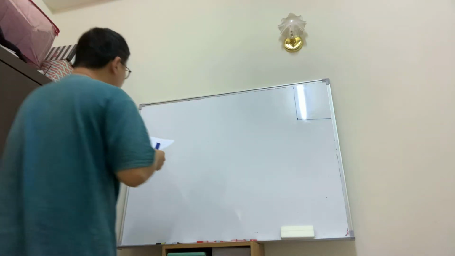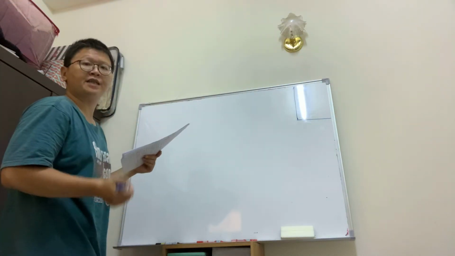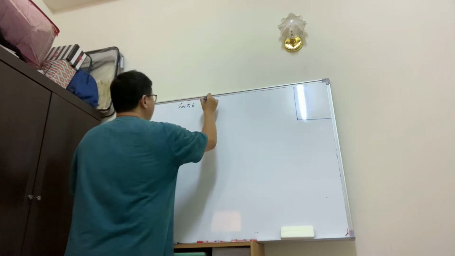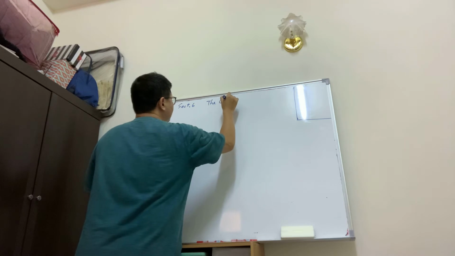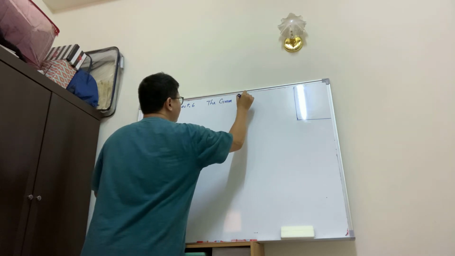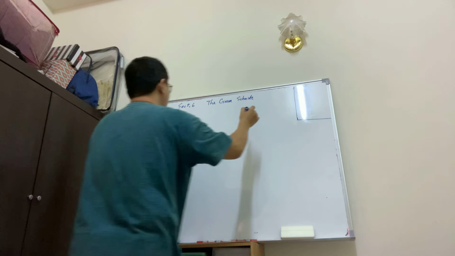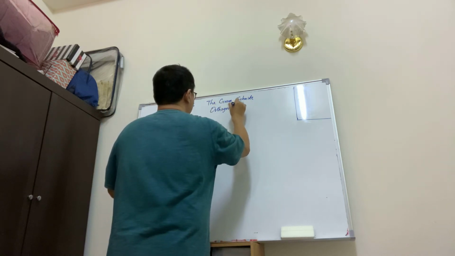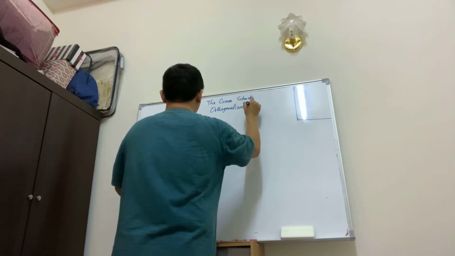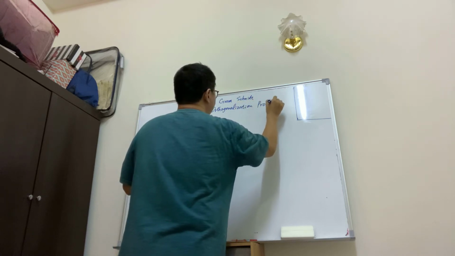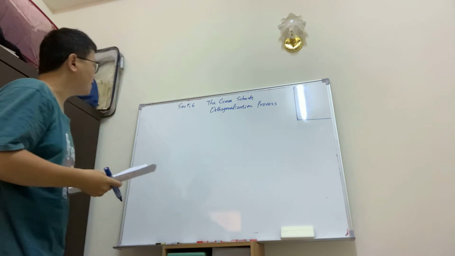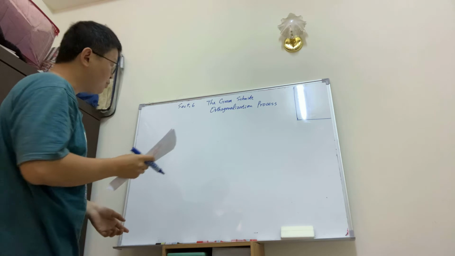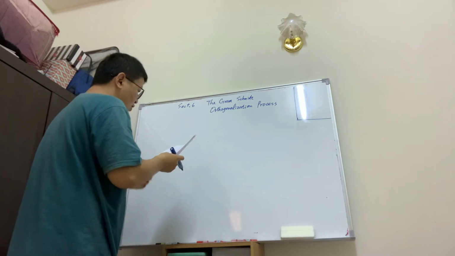Okay, so today we will talk about section 5.6. It's called the Gram-Schmidt orthogonalization process. It's the last topic in this chapter.